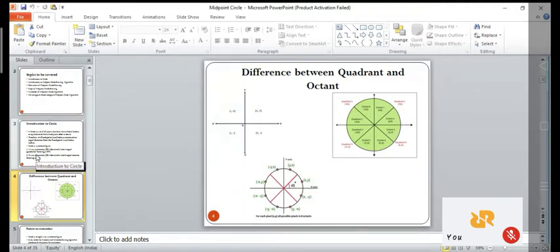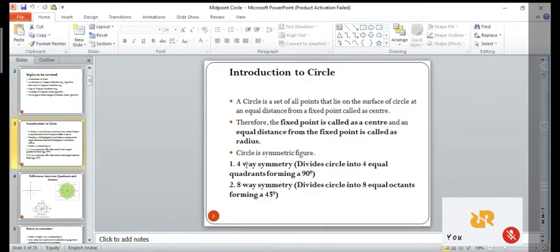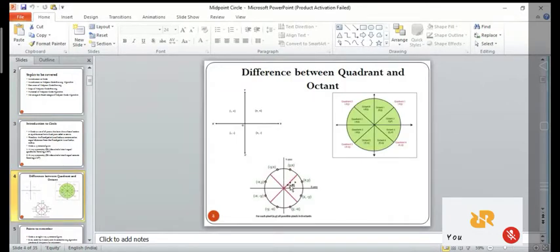That is why, from four-way symmetry, it was decided to choose 8-way symmetry. From 90 degrees you divide again into 45 degrees. It divides each quadrant into 2 more parts, so the circle is divided into 8 equal parts, and each of those 8 equal parts is a 45-degree angle.